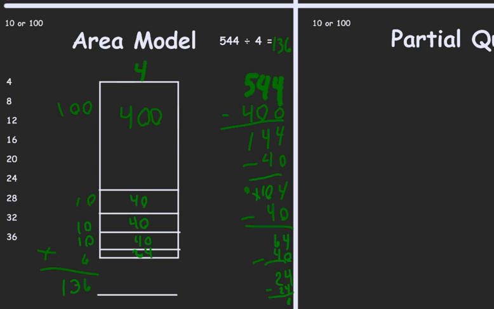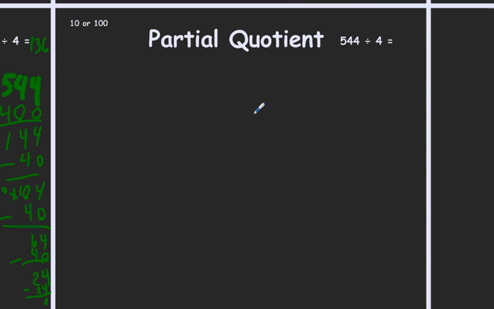So let's go ahead and look at partial quotients, which is very similar. Now in partial quotients, your dividend goes first, 544. And then you make a little house, and this house goes all the way down. And then your divisor goes right here, not on the top, but on the side, and we are looking for our quotient that will go on top. Now again, we're going to take chunks away, just like we did with the area model. Let's start with 100. 4 times 100 is 400.